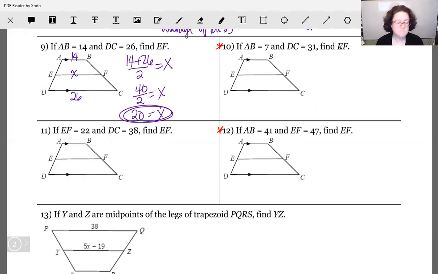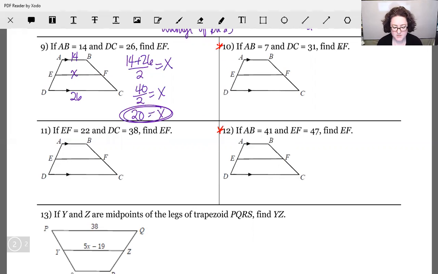All right, number 10, exactly the same setup, just different numbers. And again, don't be worried if you get a fraction out, so you might get an uneven number divided by 2, that's okay. Again, life, unfortunately, is never perfect, so sometimes our math answers aren't perfect either.